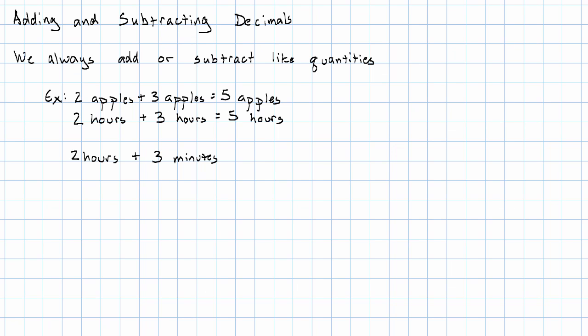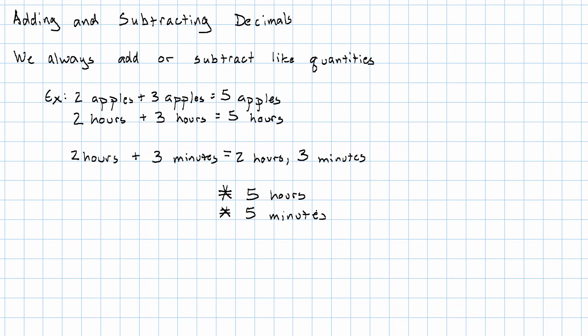What would that be? Well, that would be 2 hours and 3 minutes, right? Which is totally different from 5 hours, and it's also totally different from 5 minutes. What does this have to do with adding and subtracting decimals?